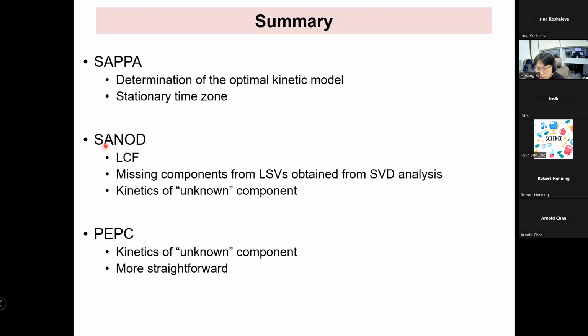And the two methods, SANOD and PEPC, can be used for a similar purpose, leveraging the known shape of some signal components such as the solvent term. So these two methods can be used to remove the contribution of solvent terms and to extract the signal contribution of the solute terms.